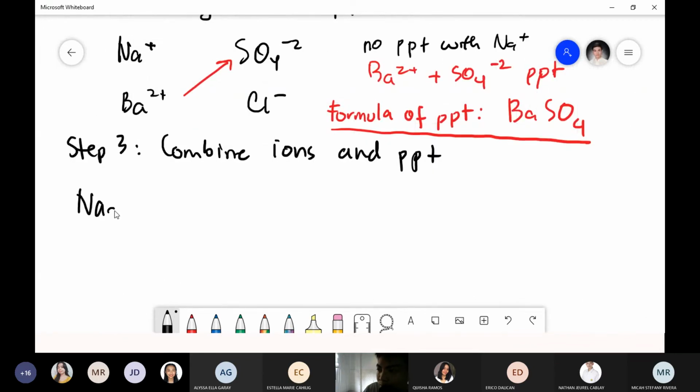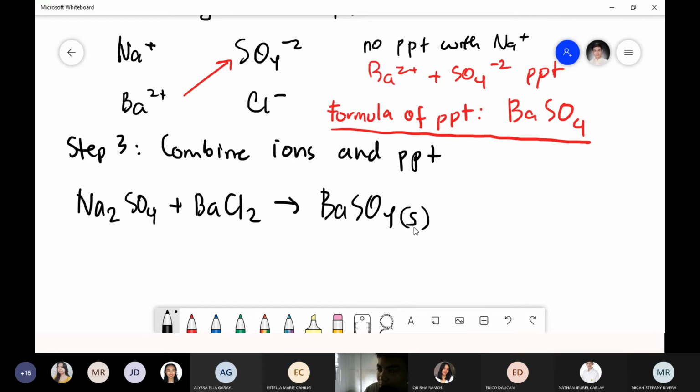Sodium sulfate plus barium chloride. Sino na yung bagong partners? Yung precipitate. So, they are new partners now. But since precipitate yan, I have to write solid. So, ito yung new partners. Ibig sabihin nun, kung sila magka-partner, edi si sodium chloride yung next partner. Kasi, inunahan na niya no? They will form precipitate kasi. So, magsasama na sila.